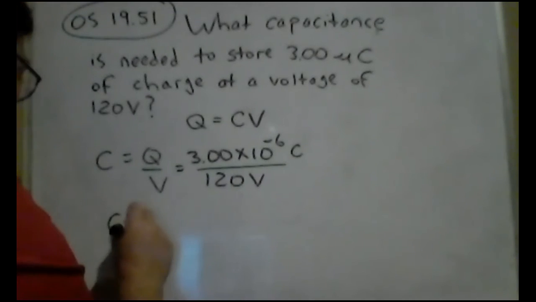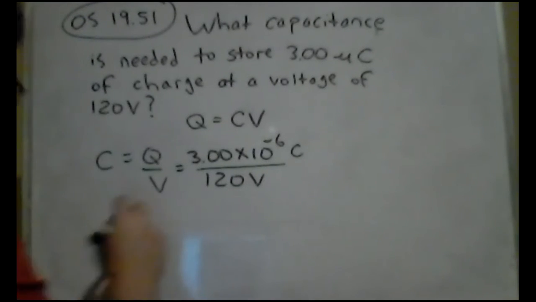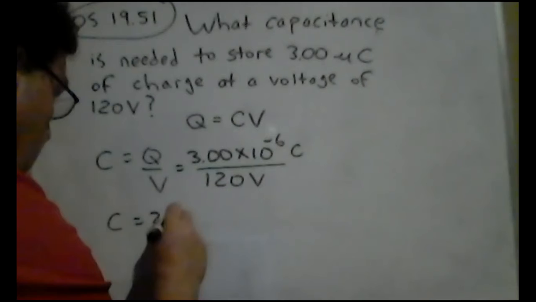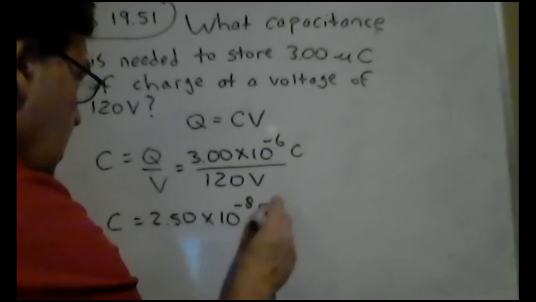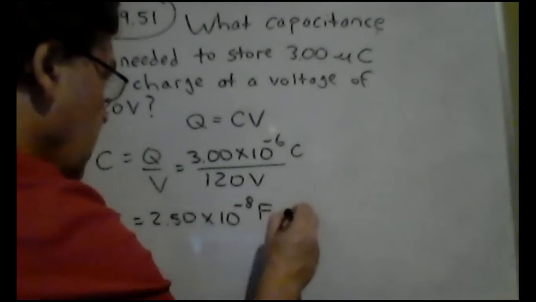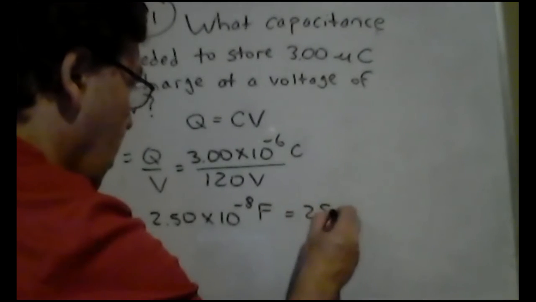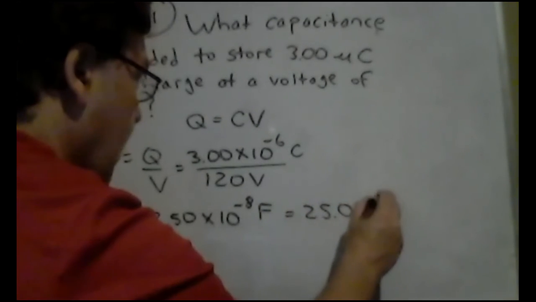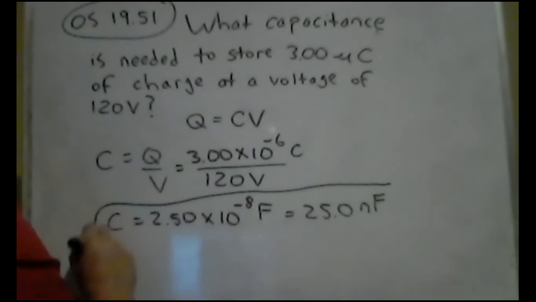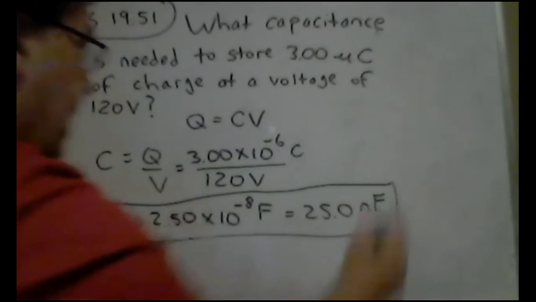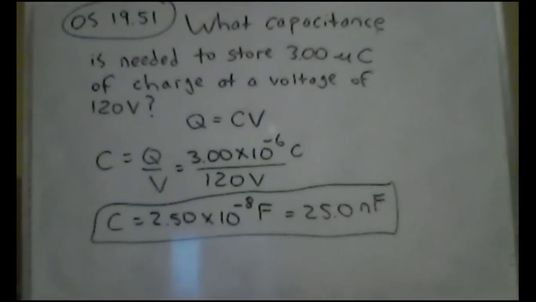The capacitance will be 2.50 times 10 to the negative 8 farads, otherwise known as 25.0 nanofarads. That's the capacitor I've got to pull off the shelf. I've got to pull one that's rated at that capacitance off the shelf in order to store that amount of charge with a potential difference of 120 volts.